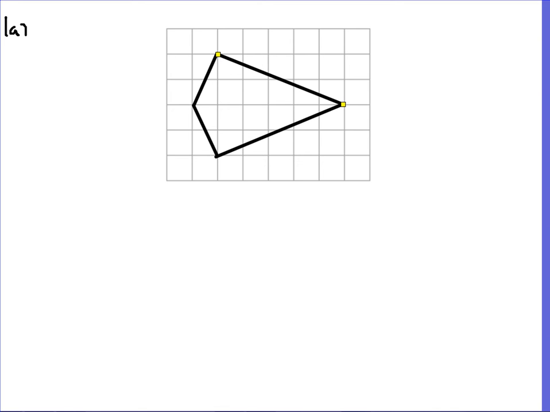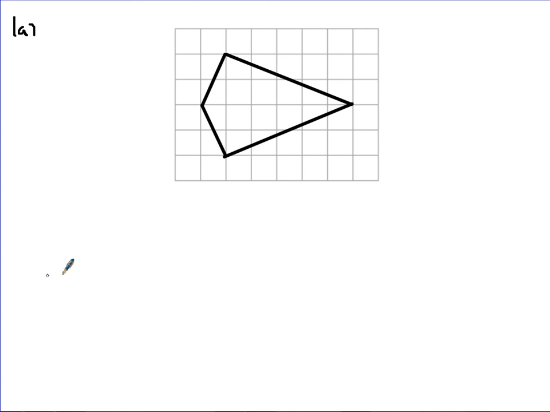an extension through there. It then asks us to write down the special name of this quadrilateral. Well, that's a parallelogram. It's got two pairs of parallel sides. It's not a rhombus because all the sides aren't of equal length.